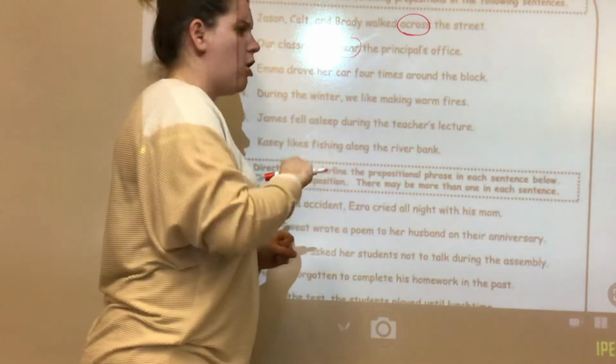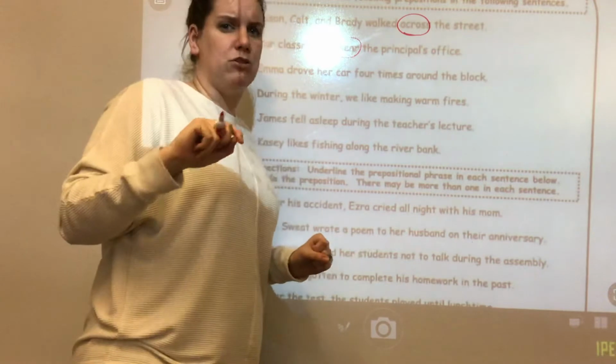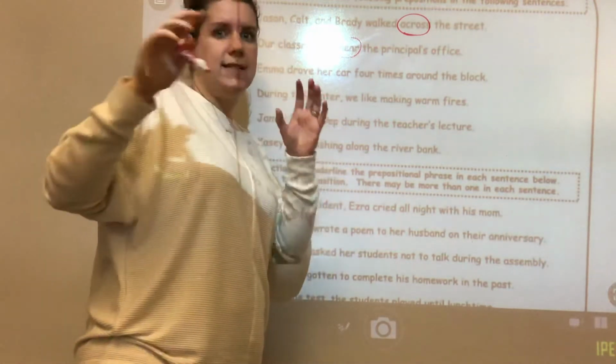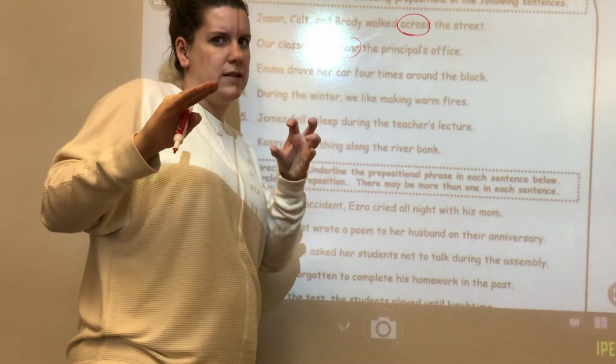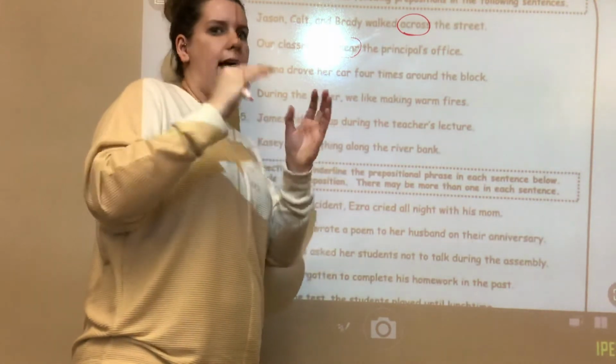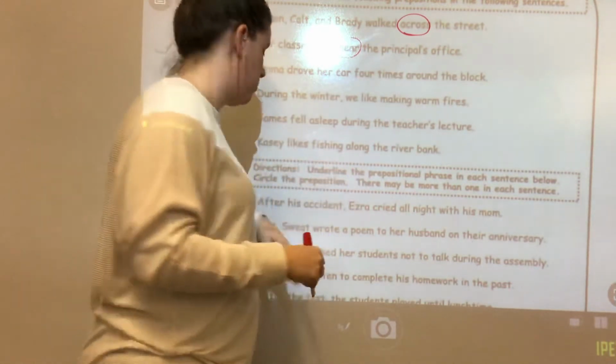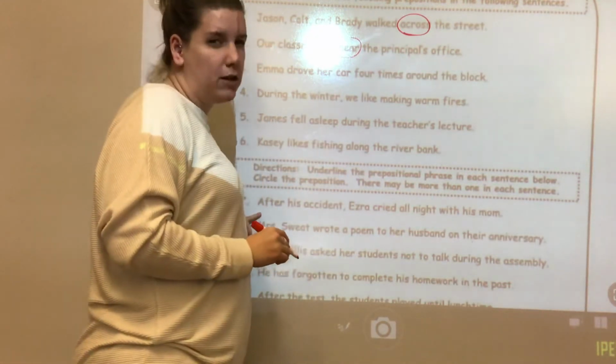Now, you're not going to always highlight the entire rest of the sentence or underline the rest of the sentence. It doesn't make sense. You're going to underline just a chunk that makes enough sense. Just the preposition and what relates to it afterwards. And sometimes there's more than one. So that's why I wanted to do this with you, because it gets a little bit tricky.